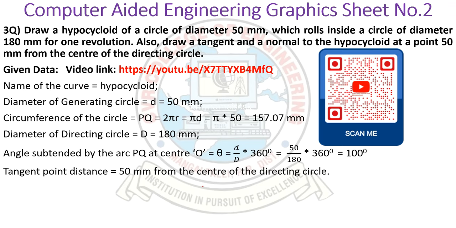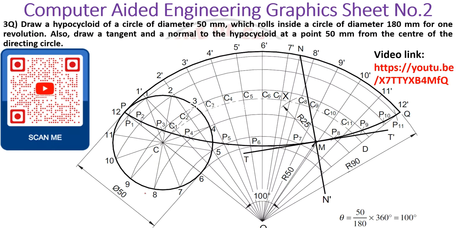Again, we have to draw the tangent 50 mm from the center of the directing circle. The generating circle is nothing but the smaller circle of 50 mm, and the directing circle is nothing but the larger circle, which is called the directing circle. So this is how we have to draw the sketch in AutoCAD.